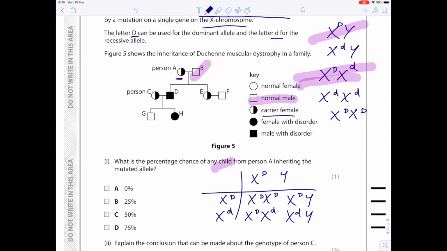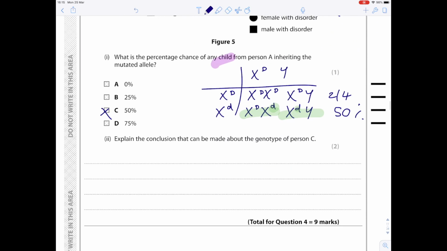So in terms of the percentage chance of any child inheriting the mutated allele, the mutated allele is this one here. So it appears in 2 of the children, so 2 out of 4 of the children have a chance of inheriting the mutated allele, which is 50%, which is why C is the answer.